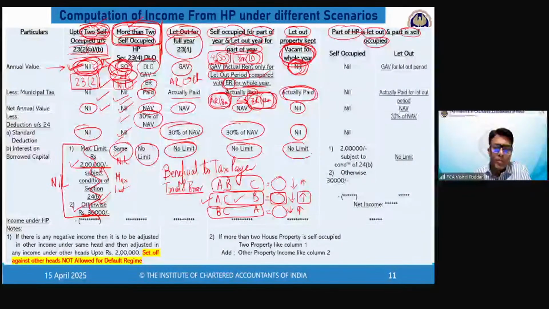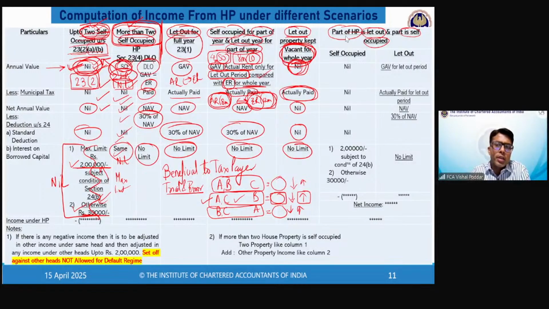Now, interesting point is there is no limit on interest because your case is not self-occupied, it is let out. But why is it nil? Because it was vacant for the whole year. So where the property is let out, but it is remaining vacant for the whole year, in that particular case, GAV is nil. Municipal tax you will ignore because NAV cannot be negative, so it will be nil. Standard deduction will be nil, and interest will be allowed completely without applying any limit.